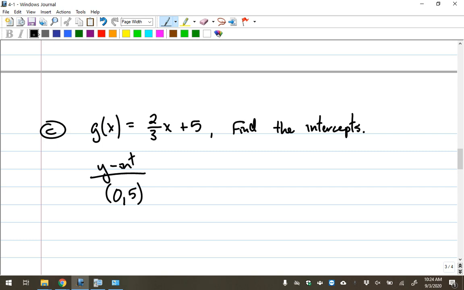Let's get the X-intercept. That's right. Plug a Y in at 0 and work that out. So g of x is y, so I'm going to plug that in. 0 equals 2/3 x plus 5. Subtract 5. Negative 5 is equal to 2/3 x. How do I solve that?